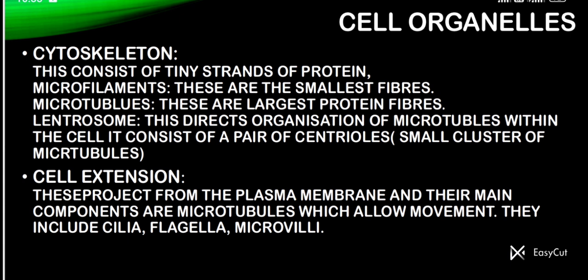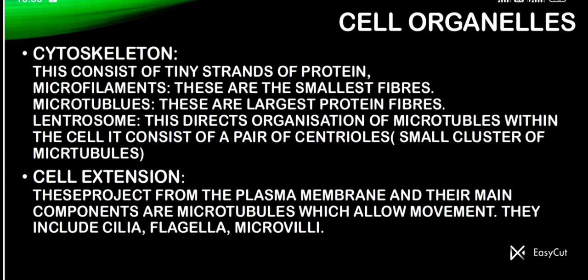Then the cytoskeleton. Cyto means cell, and skeleton means shape. The shape of the cell is maintained by the cytoskeleton. The cytoskeleton consists of proteins. We have three varieties of cytoskeleton: microfilaments, microtubules, and centrosome. All of these consist of protein.